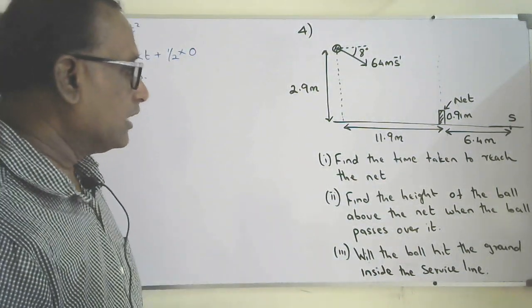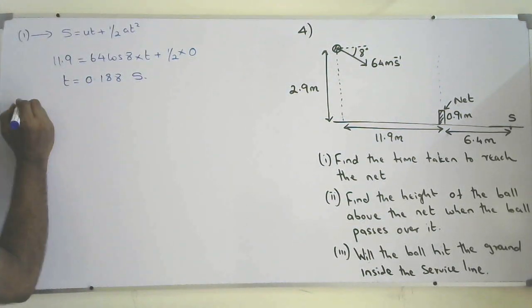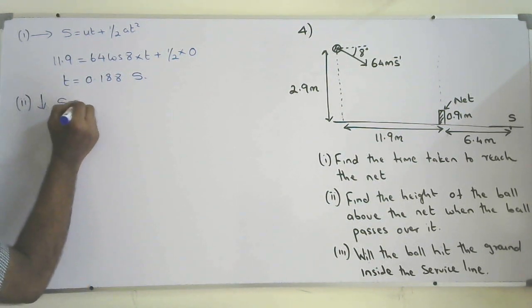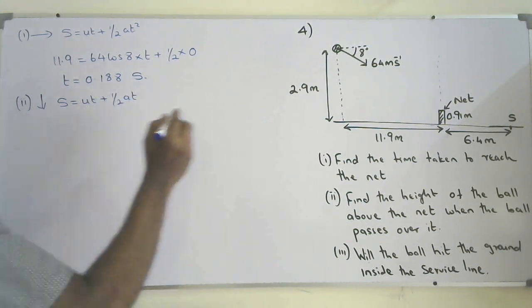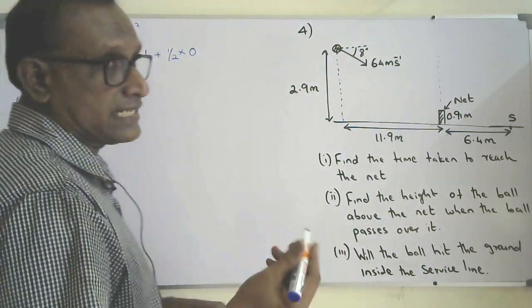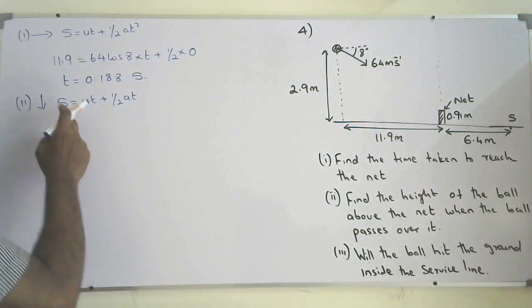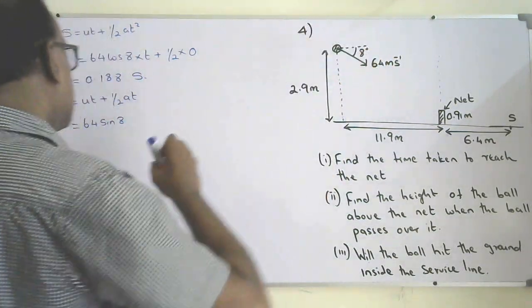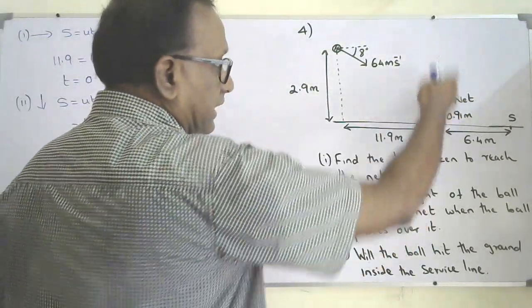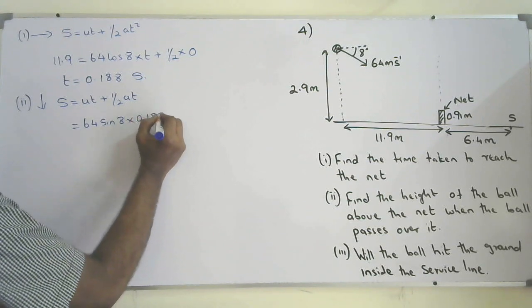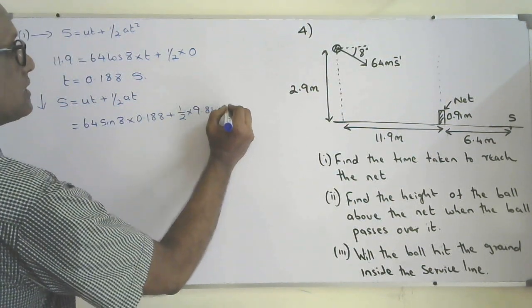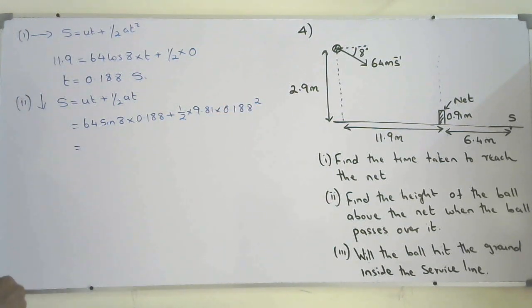Second part, find the height of the ball above the net when the ball passes over the net. So I can find the vertical displacement of the ball when it is passing over the net. I'll use vertically downwards s = ut + half at squared until it passes over the net. Not hitting the net, we'll see whether it's hitting or not. We don't know until we finish the calculation. So the vertical displacement will be downwards: 64 sin 8, because if I resolve it vertically downward, 64 sin 8 into the time taken to reach the vertical line of the net, 0.188, plus half into 9.81, acceleration also downwards, into 0.188 squared. Solve it.